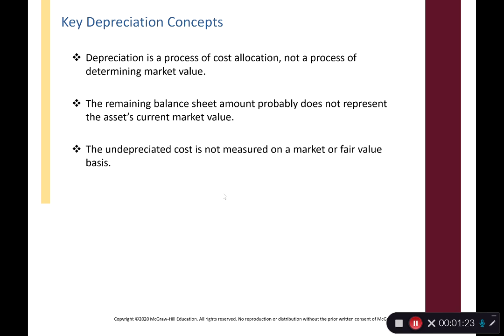Depreciation, again, is the process of allocating cost. It's not the process of determining market value. So when we're recording depreciation, we're simply saying we paid a certain amount for the asset and we're allocating that cost over its life. That doesn't mean that the remaining value of the asset recorded on the books equals the market value. The remaining amount probably doesn't equal the market value because the depreciation concept has nothing to do with market value. It's simply the systematic allocation of the cost of the asset over its life.